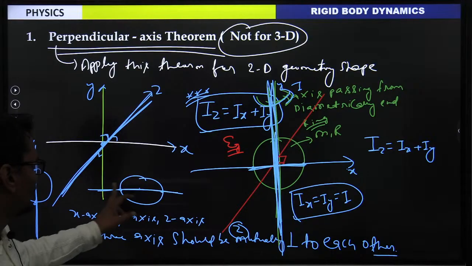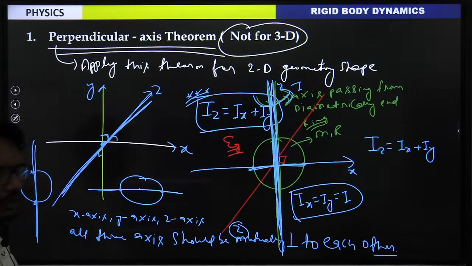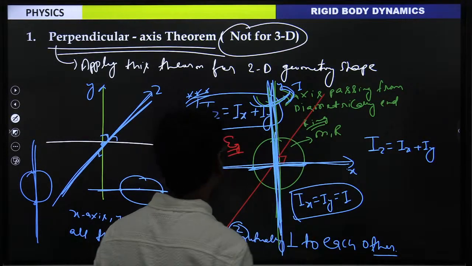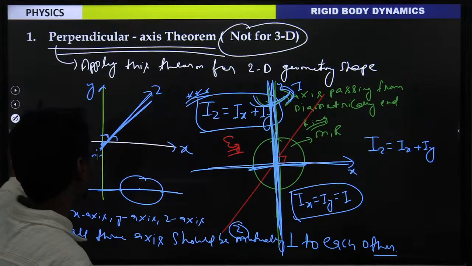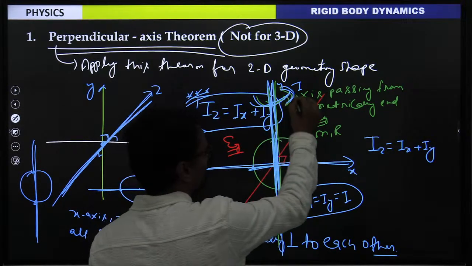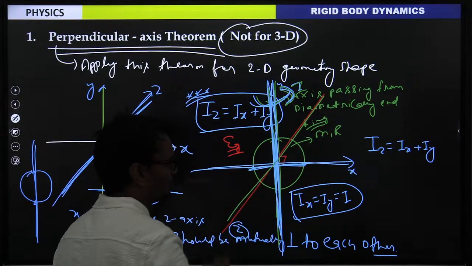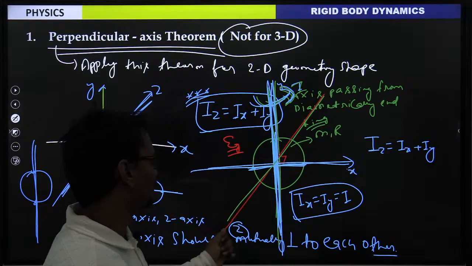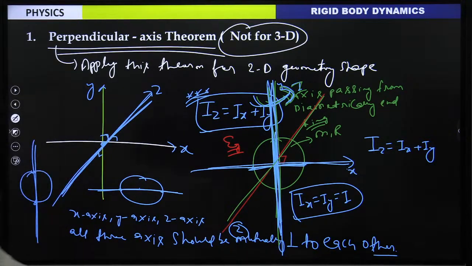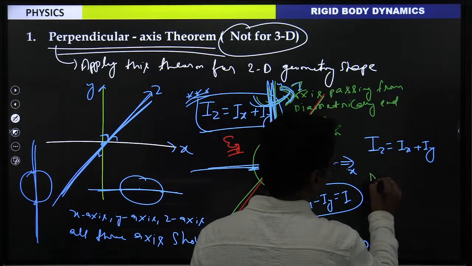So the moment of inertia about this axis and about this axis should be the same, let's say I. About this red axis, which is perpendicular to the ring, we already know the moment of inertia. What is the moment of inertia of the ring about an axis passing through the center and perpendicular to the ring? It is mr square. So we can write Iz equals mr square.